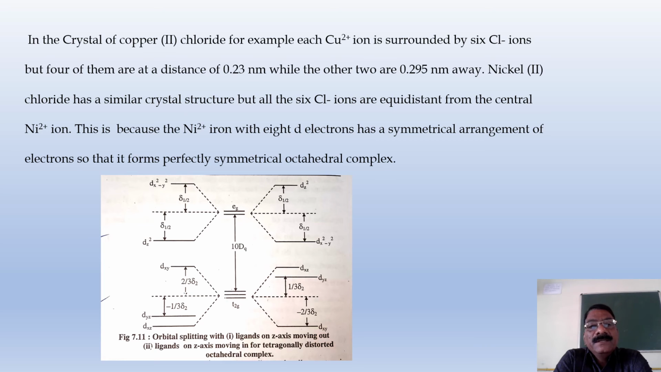This is because the Ni2 plus ion has 8 d electrons and a symmetrical arrangement of electrons, so that it forms a perfectly symmetrical octahedral complex. See in the figure, there is the particular splitting of orbitals, ligands on the z-axis moving out and ligands on the z-axis moving in for a tetragonally distorted octahedral complex.